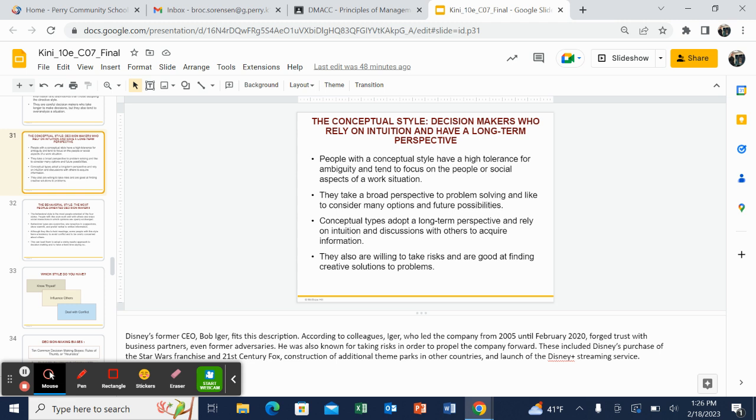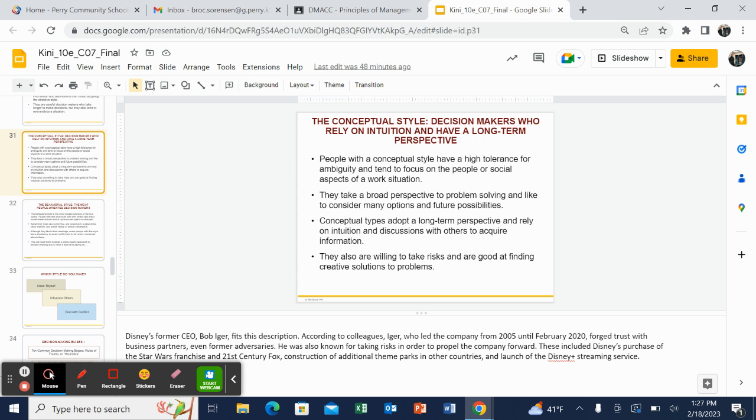The conceptual style, so decision makers who rely on intuition have a long-term perspective. So people with a conceptual style have a high tolerance for ambiguity, tend to focus on the people or social aspects of a work situation, and they have a broad perspective to problem solving and like to consider many options and future possibilities. The conceptual types adopt a long-term perspective and rely on intuition and discussions with others to acquire information. They are also willing to take risks and are good at finding creative solutions to problems.